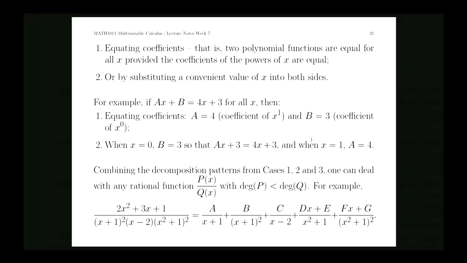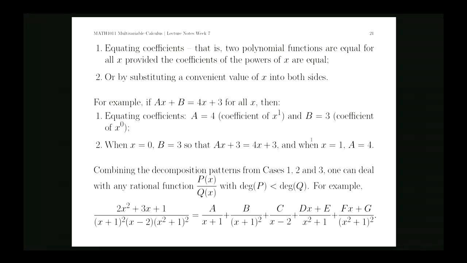As a simple example, let's say you've got to find A and B, capital A and capital B, such that Ax plus B always equals 4x plus 3, no matter what the value of x. This one's easy, isn't it? You either equate coefficients. The coefficient of x on the right is 4, and on the left it's A, so A's got to be 4. The constant term on the right is 3, the constant term on the left is B, so B's got to be 3.